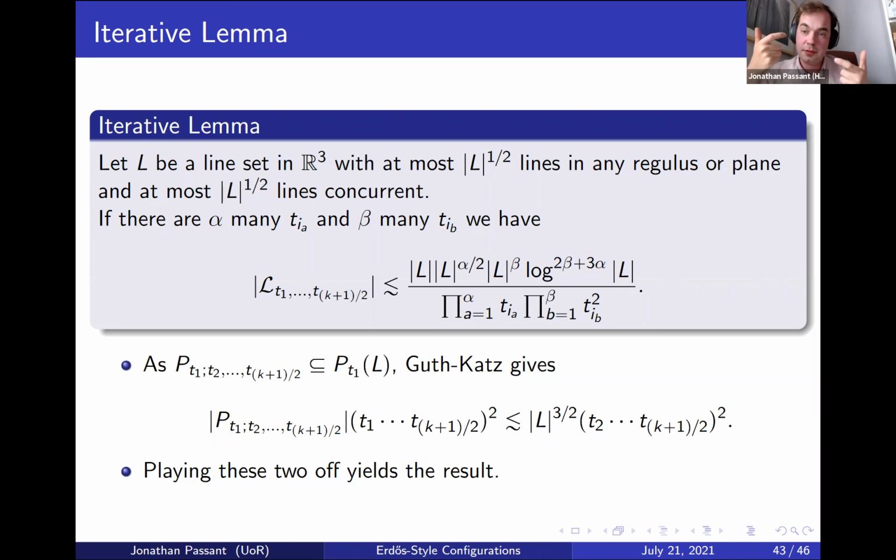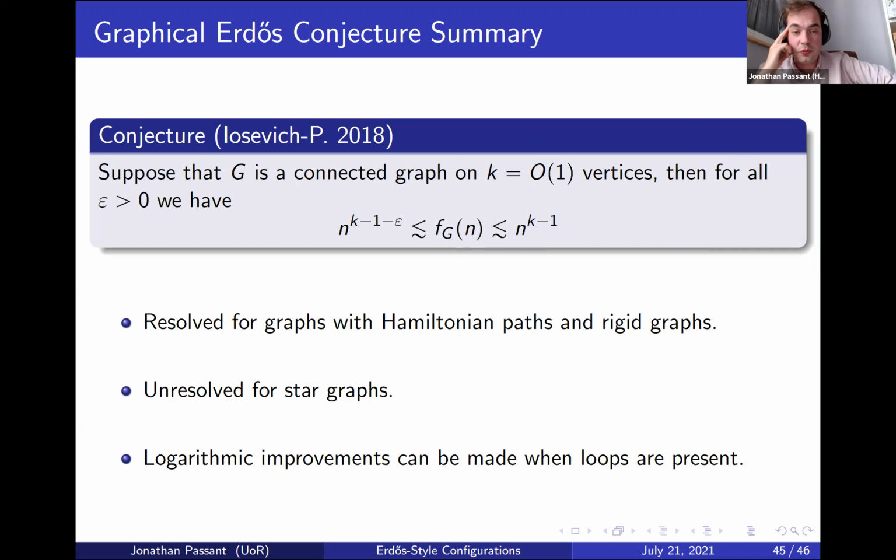Okay. So just to summarize where we are with this graphical conjecture, we have it for Hamiltonian paths and rigid graphs, but it's unresolved for step graphs. And the second very subtle point that I also don't know how to improve, but you can see working, is that when loops are present in these graphs, the log terms can be minimized. I don't know of a nice way to put this into any proofs and get any nice results out of, but it's a thing that can be done. Well, I believe it can be done.